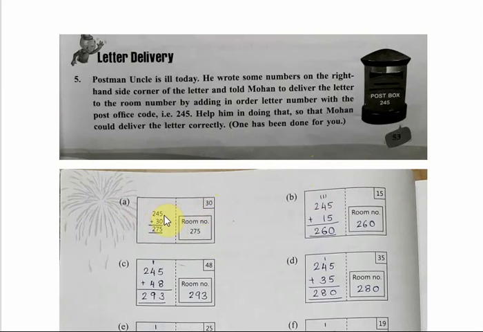So 245 is the postal fees code. So post office code plus 30, that is 245 plus 30. How much will we get? 5 plus 0 is 5, 4 plus 3 is 7, and 2 has nothing to add, so bring the 2 down. So the answer we got is 275.